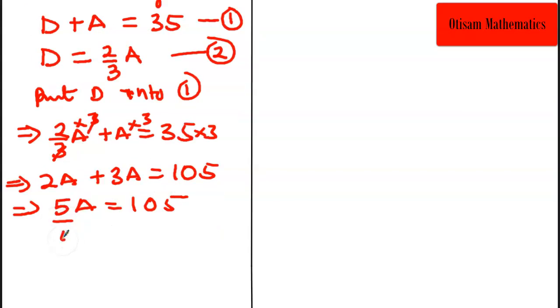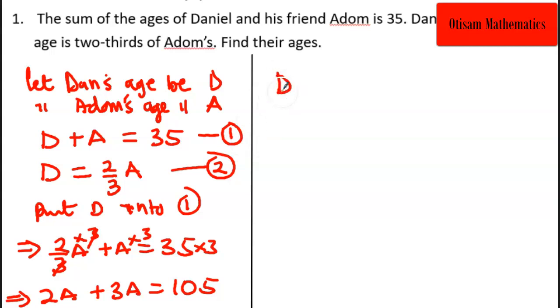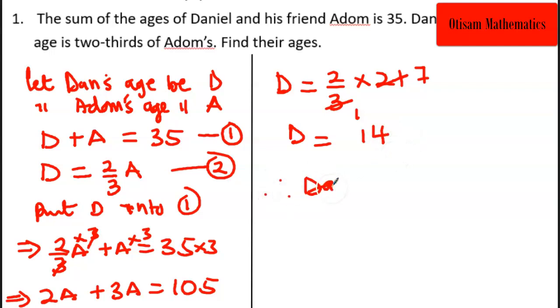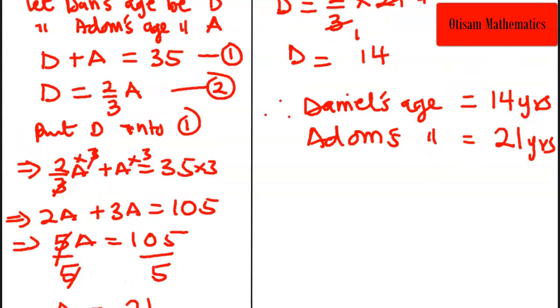So we want to find A. Now 105 divided by 5 is 21. So let's look at D. D is 2/3 of A. So 2 on 3 times 21. So 3 will go here, 1 go here, 7. So D is equal to 2 times 7 is 14. So therefore Daniel's age is equal to 14 years and Adam's age is 21.